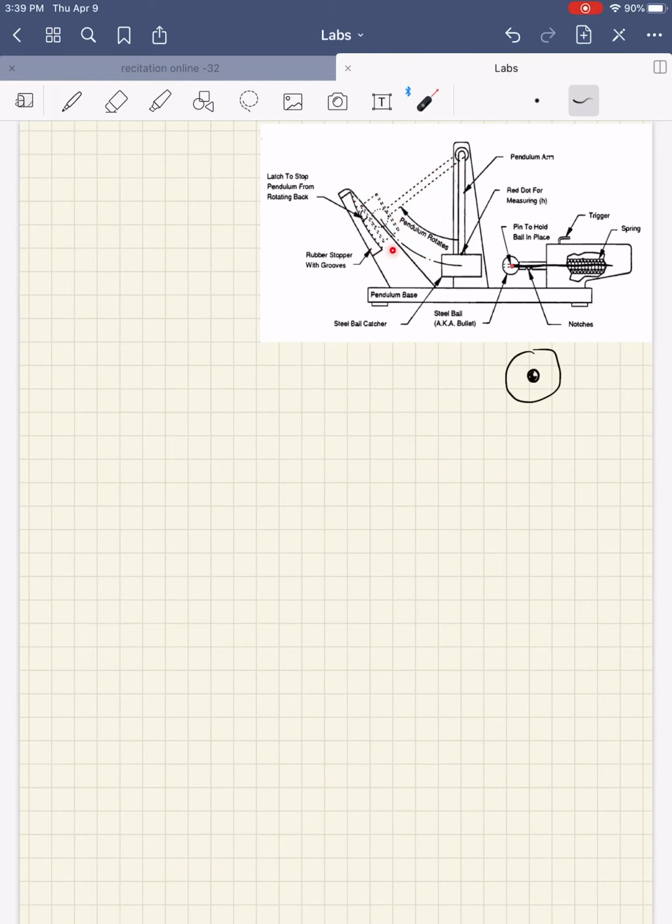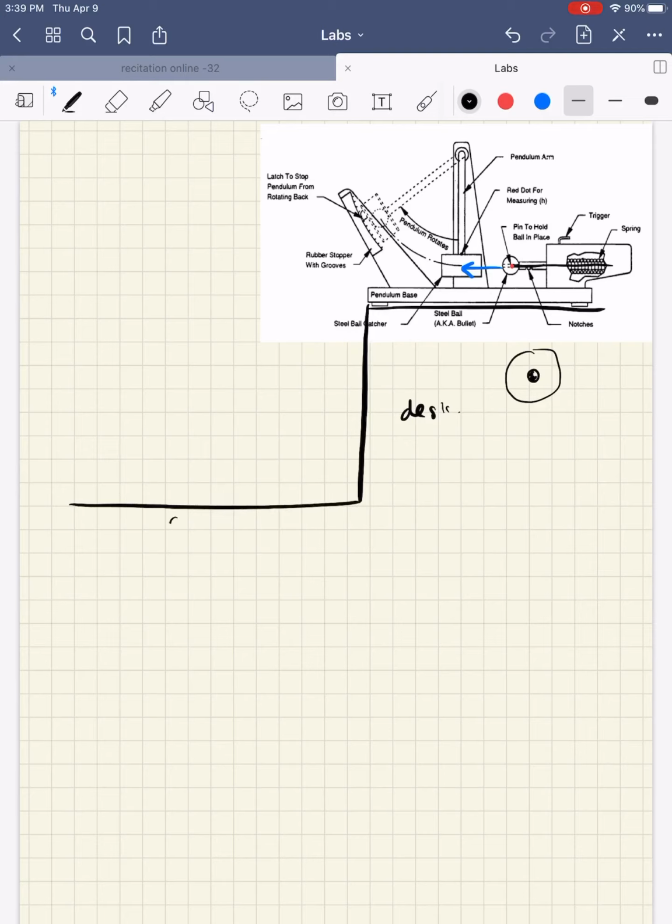It can stay up here because there are these little teeth that will hold it in place, and you can completely move it out of the way. At that time, you'll have a clear area for the ball to shoot through this apparatus. It will just shoot right through here once that pendulum base is out of the way. In addition, the pendulum base is on a desktop, right flush with the pendulum base. This is a desk right here, and here is the ground.